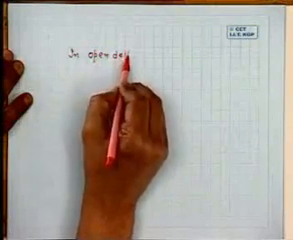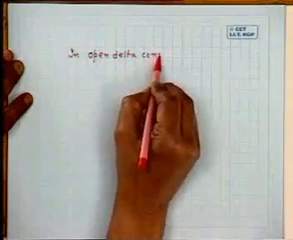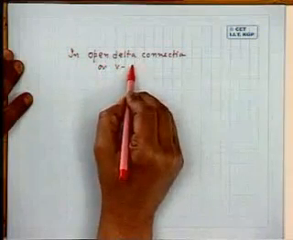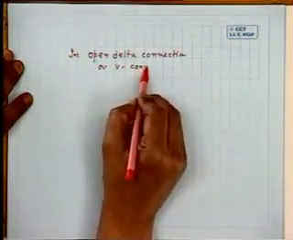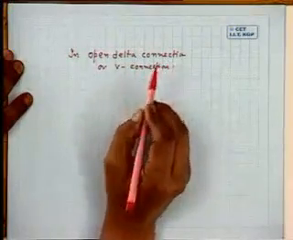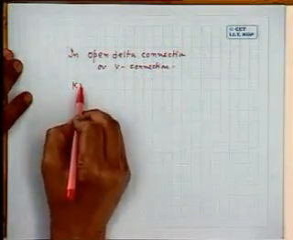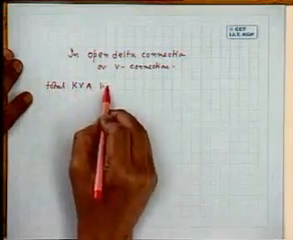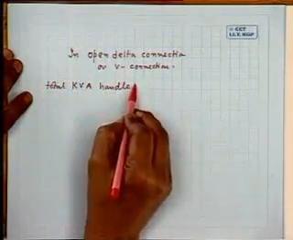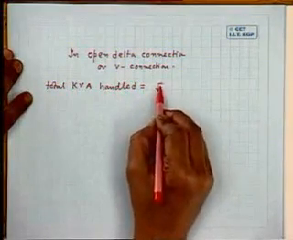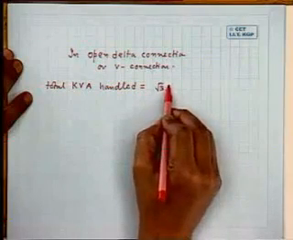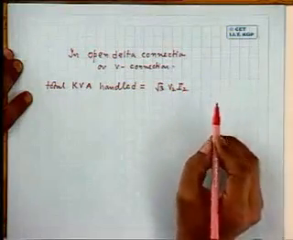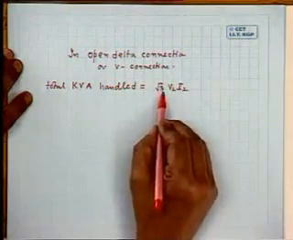This is called open delta or V connection. Sometimes it is called open delta connection, or V connection, or V connected transformer. The kVA rating, total kVA handled, will be root 3 times the line to line voltage, that is V2, into line current, I2.